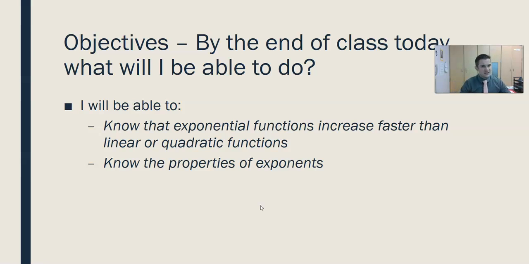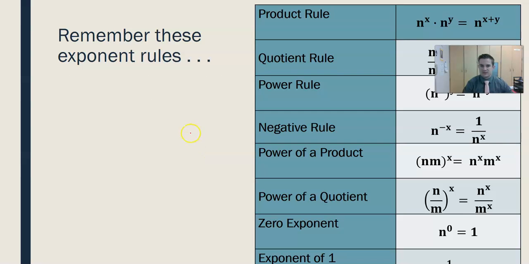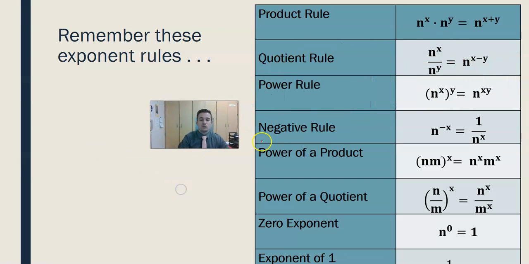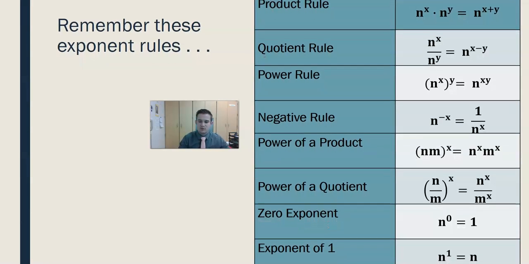So by the end of this lesson, I hope that you're able to know that exponential functions increase faster than linear or quadratic functions and know the properties of exponents. So you might remember some of these rules associated with exponents. The product rule, the quotient rule, the power rule, negative rule, etc., etc., etc. Let me move this down so you can see the bottom one a little bit better.